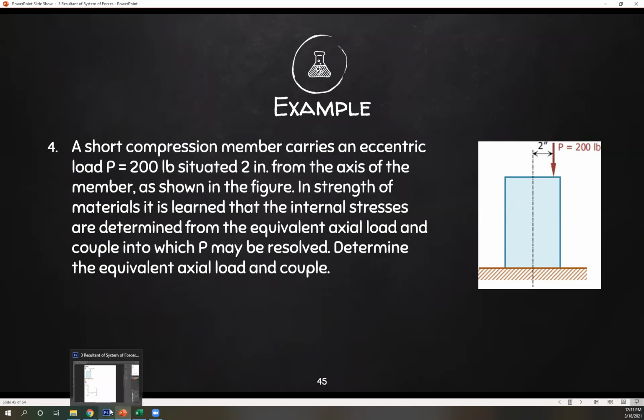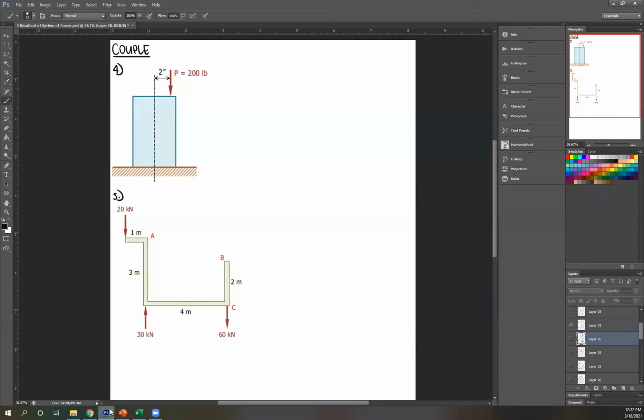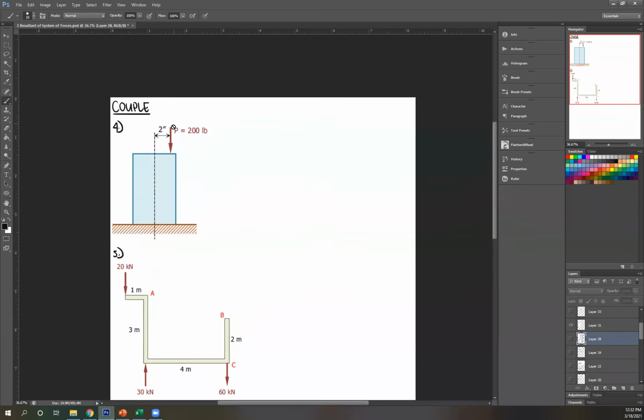For those who will take strength of materials, this is something that you'll do often. This is what you call an eccentric load, if your load is not acting at the center of your object, or acting at the axis. This is the axis of your object, so this is an example of an eccentric load. In strength of materials, usually we resolve eccentric loads into axial loads plus a couple. To do that, we're going to redraw this.